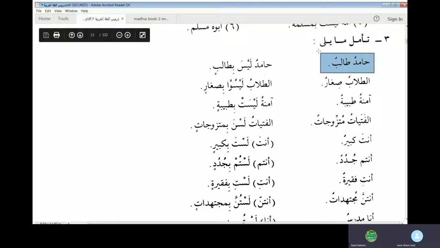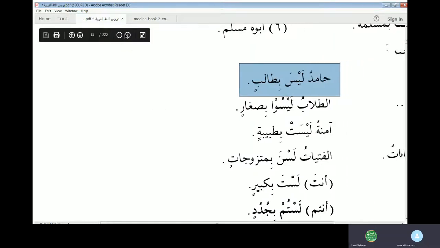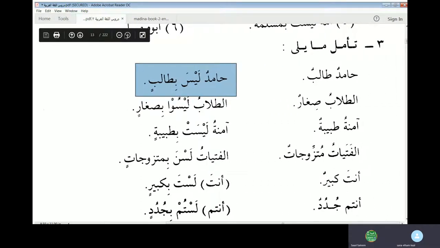Hamid is a student. Hamid ke upar tanween hai. Hamidun talibun. Hamidun laysa bi talibun. Hamid ke upar tanween hai. Hamidun laysa bi talibun. Hamid is not a student.